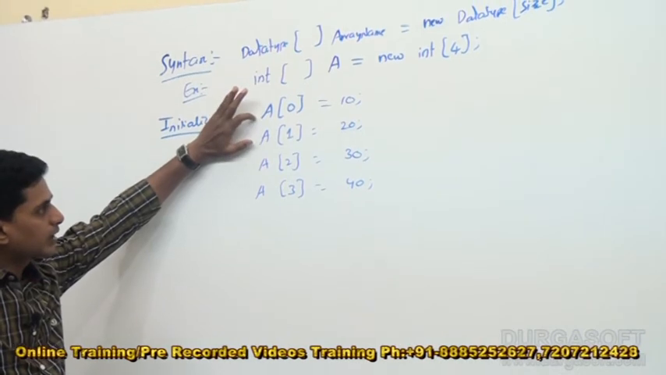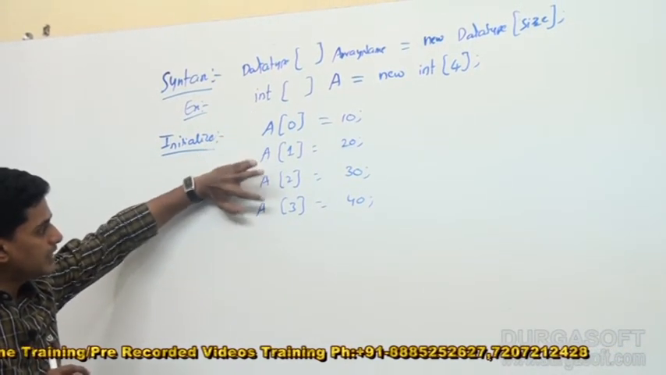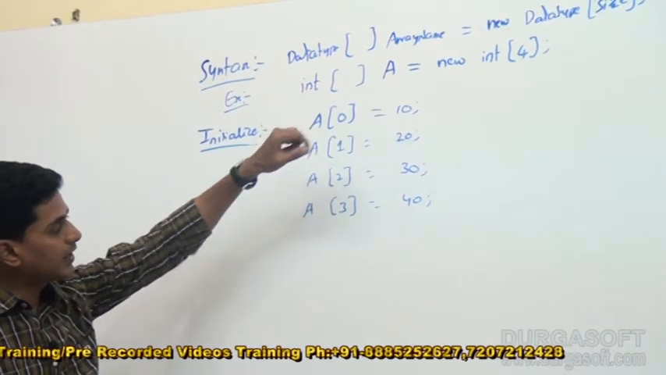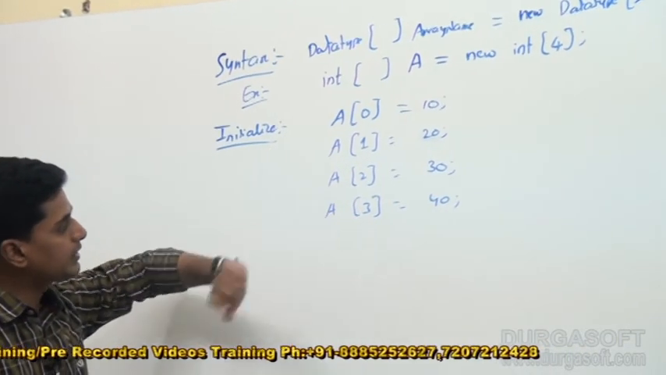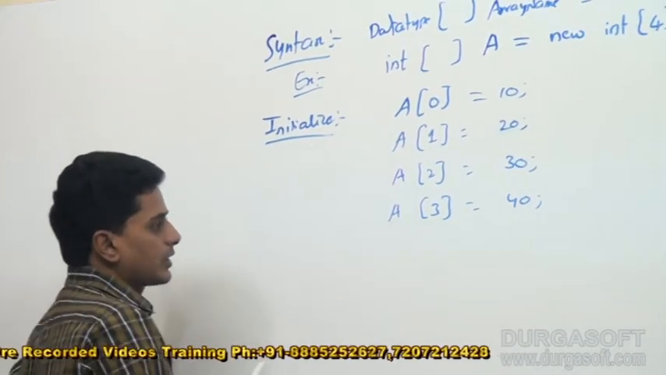A of 0, that means what? Array elements are going to start with what? 0 and end with what? Size minus 1. Total number of size is what? 4. 4 minus 1, 3. So there are 4 elements initialized. So if you would like to initialize like this, you can do that.